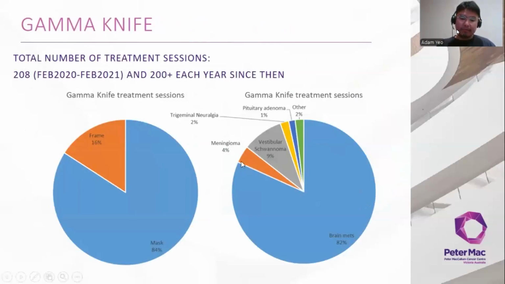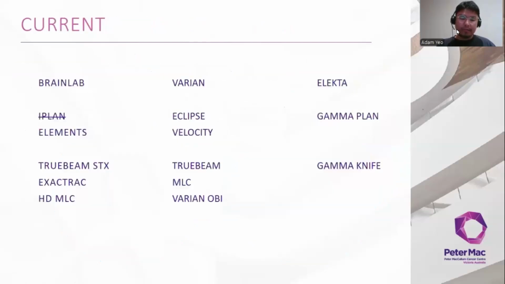At the same time, we moved on from the iPlan from Brainlab, and it's replaced by its next version, Elements, which allows VMAT instead of the dynamic conformal arc from iPlan. Also, we have our Eclipse system coupled with Velocity, our image processing software from Varian, and on top of the Gamma Knife, we have multiple treatment planning solutions as well as delivery systems. We have two different kinds of MLC, the High Definition MLC and the normal Millennium MLCs, on the TrueBeam Varian platform.